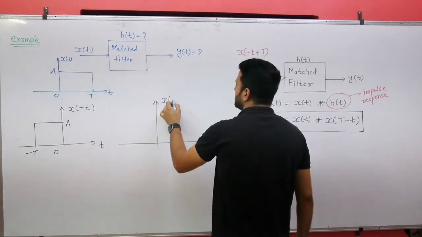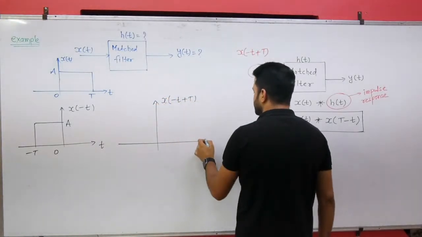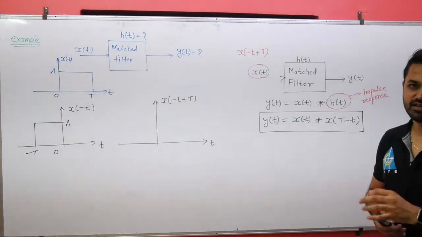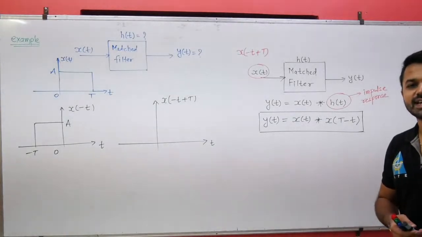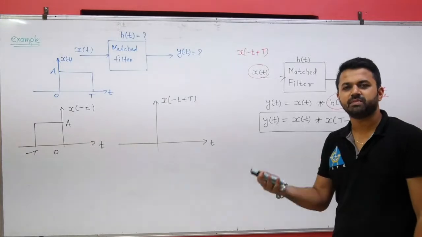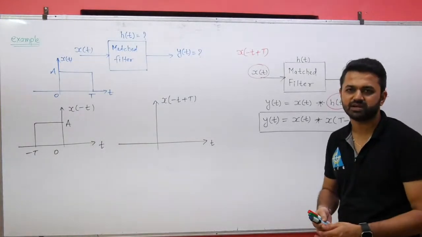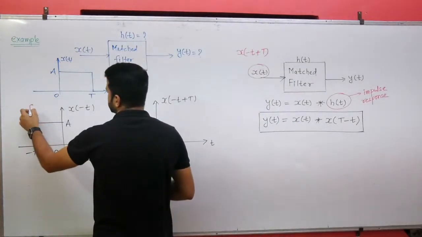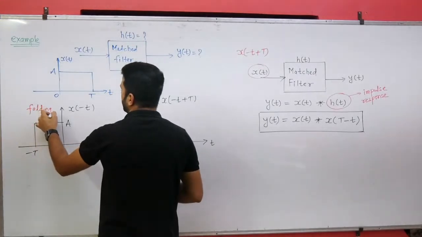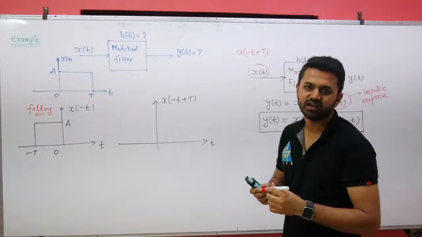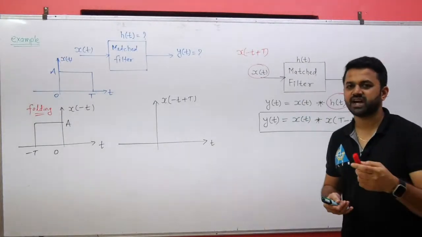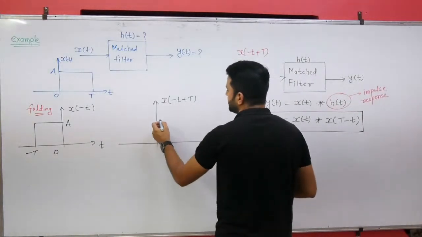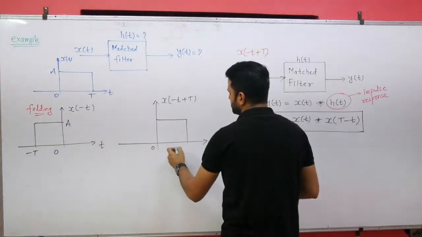actually delayed. Actually it is an advanced operation, but because we have folded the time axis, we have inverted the time axis, the delay operation will become advanced and the advanced operation will become delay. So this is the folding operation, and after folding the advanced operation will become a delayed signal, and the delayed signal by t will be the same signal.